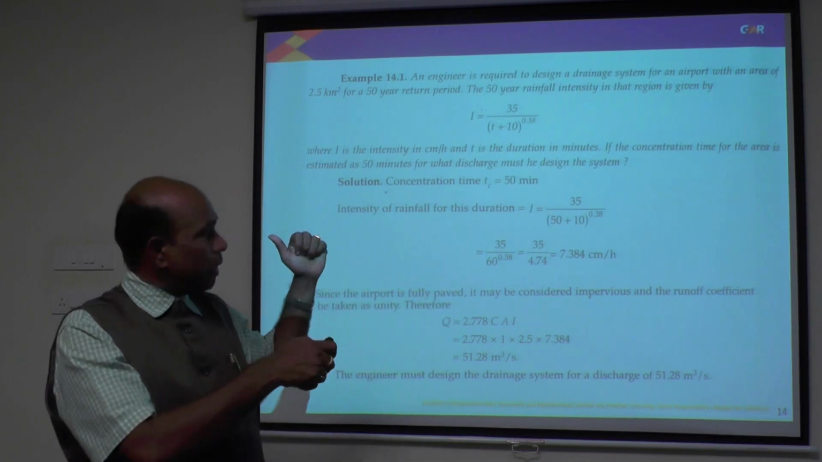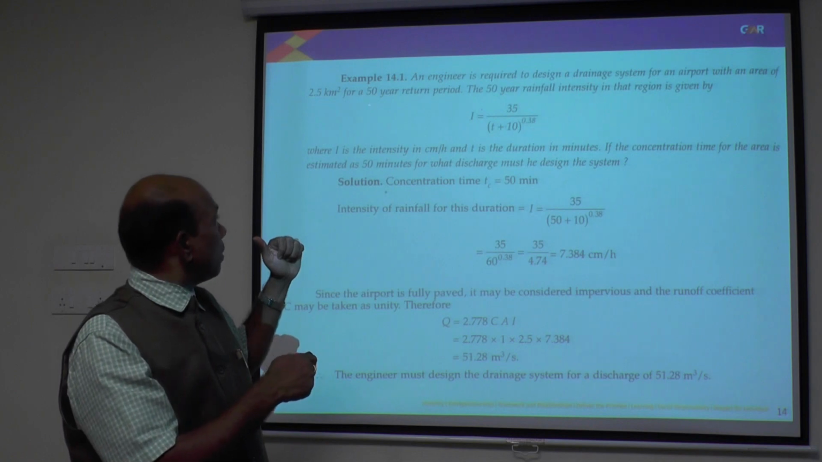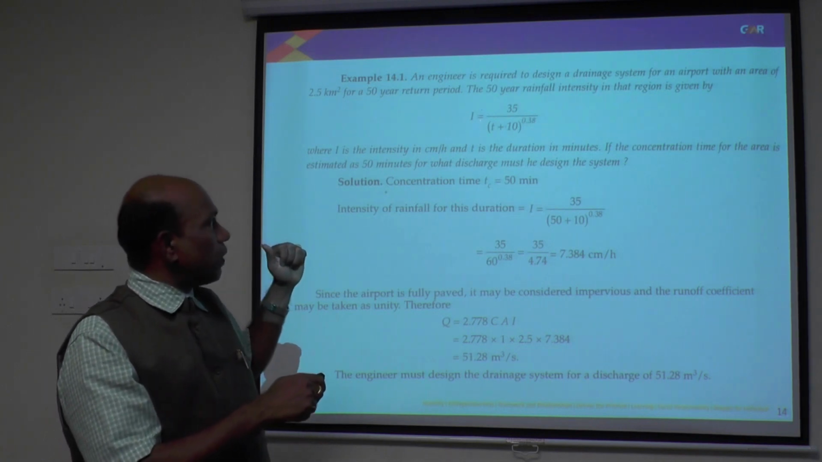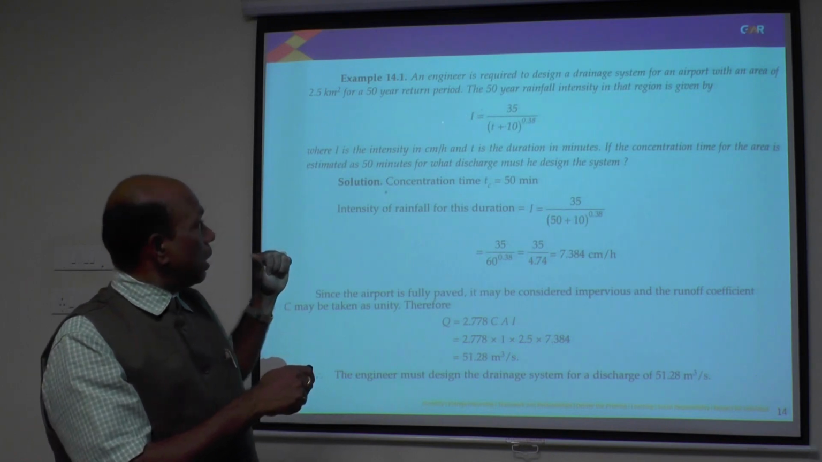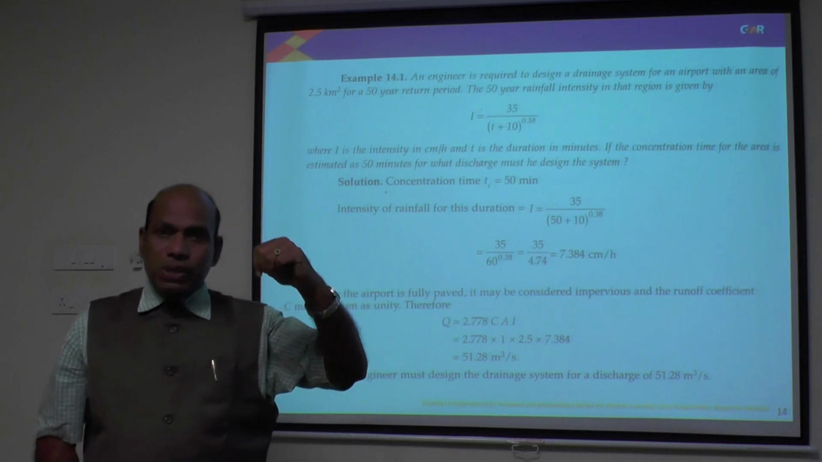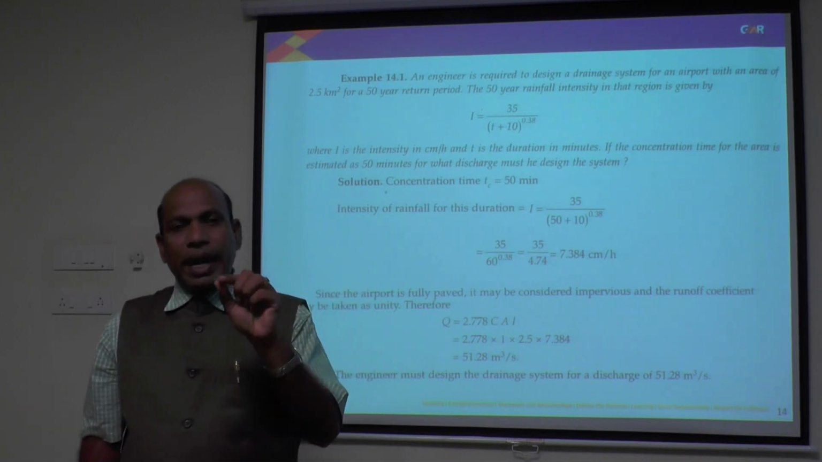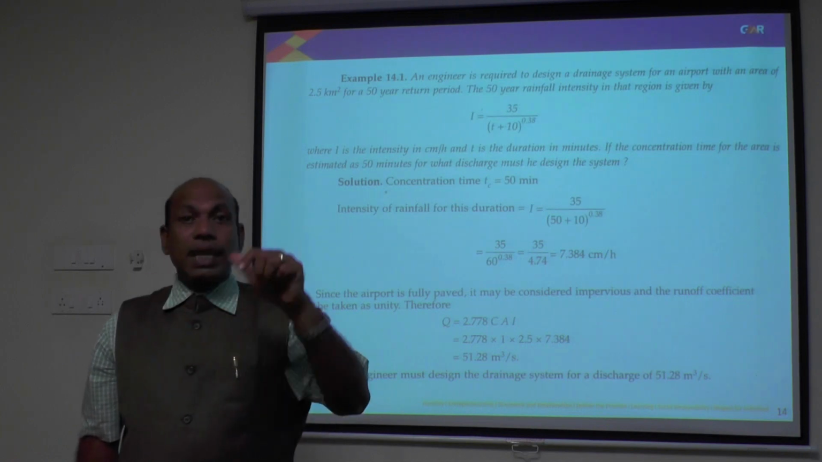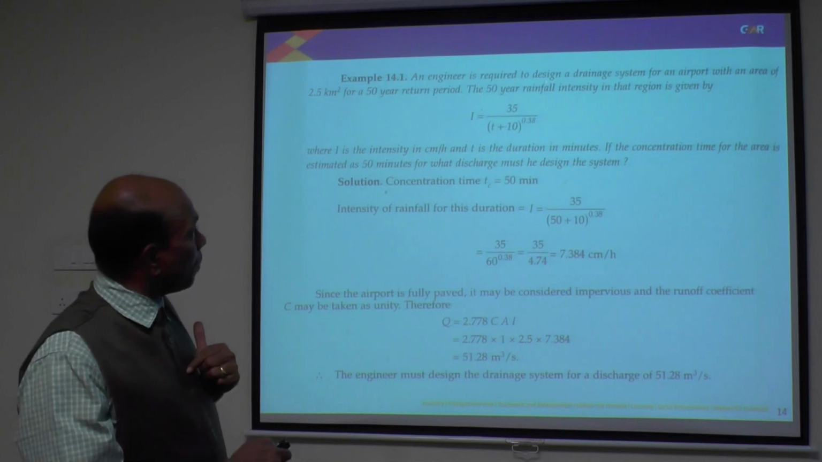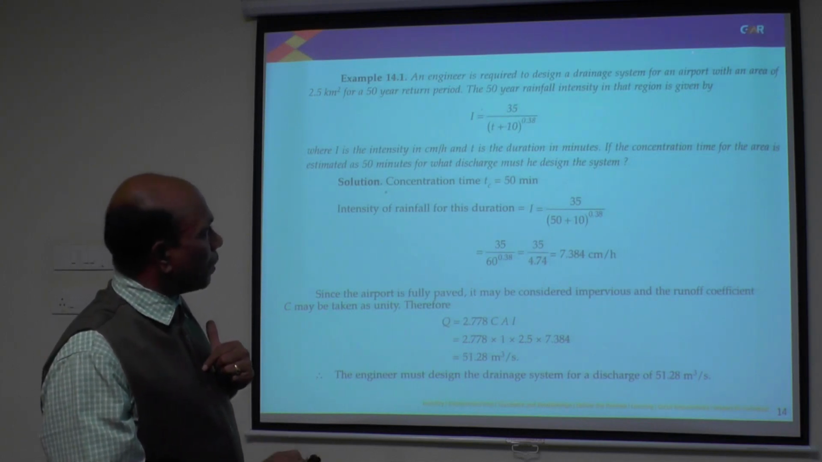They have given the catchment area, that is 2.5 square kilometers, and 50 years is the return period. They have given one formula for the determination of rainfall intensity. The formula for the determination of flood by using the rational formula is Q equal to 2.778 CAI. C is not given directly here, but they have said design a drainage system for an airport.